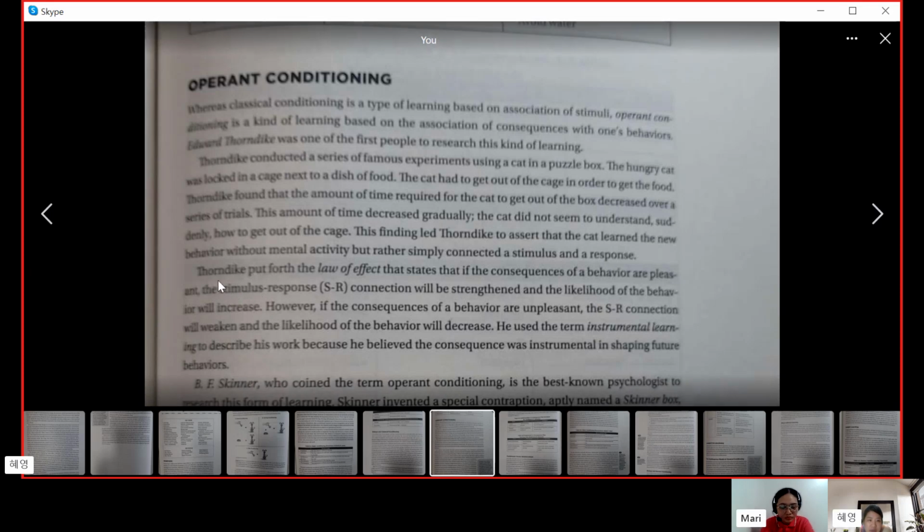So, Thorndike put forth the law of effect, which says that if the consequences of a behavior are pleasant, the stimulus-response (S-R) connection will be strengthened, and the likelihood of the behavior will increase. However, if the consequences of a behavior are unpleasant, the S-R connection will weaken, and the likelihood of the behavior will decrease.